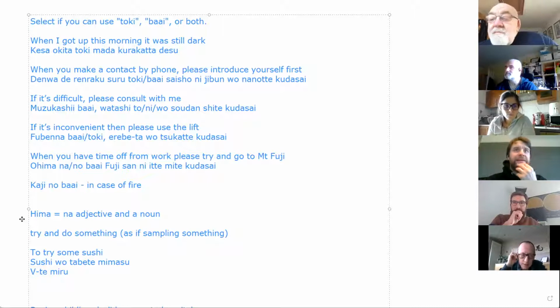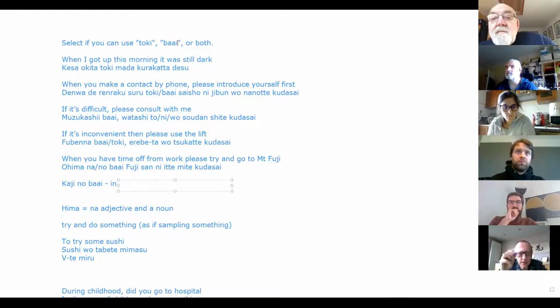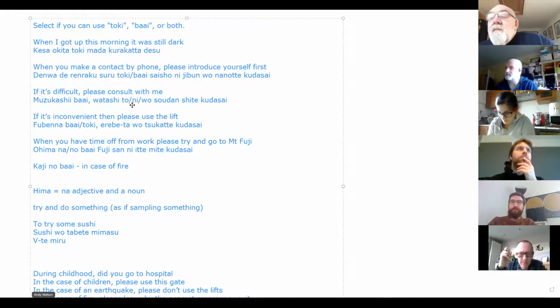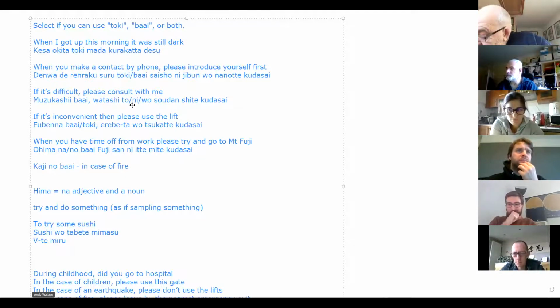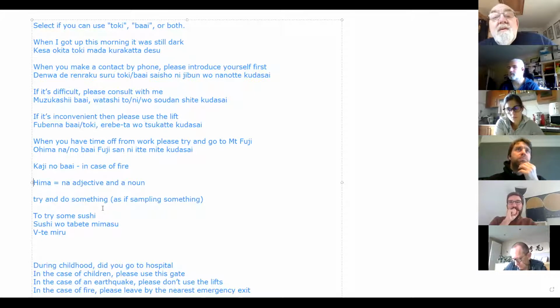I just missed the beginning of this lesson, the why or when you can use toki and when to use bai. Bai can only be used for the future. You can use toki for past, present, or future, but bai can only be used for the plain form of the verb. Could you use toki there though? Yes, exactly.